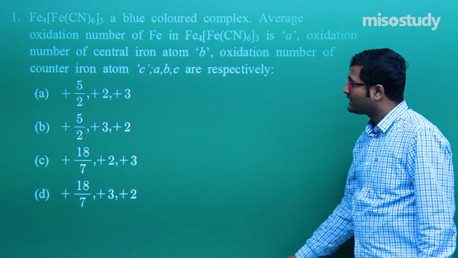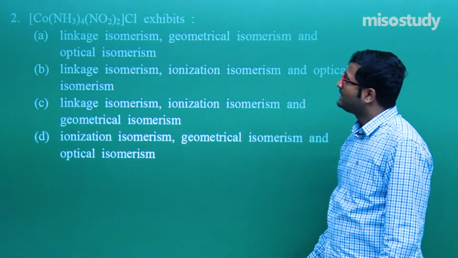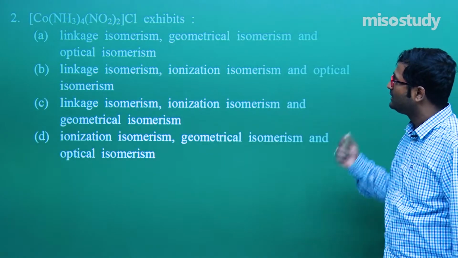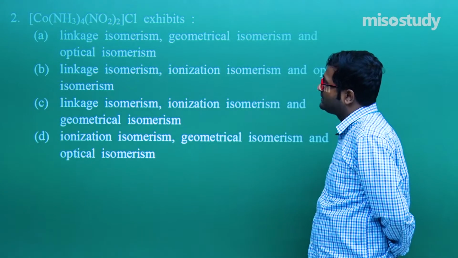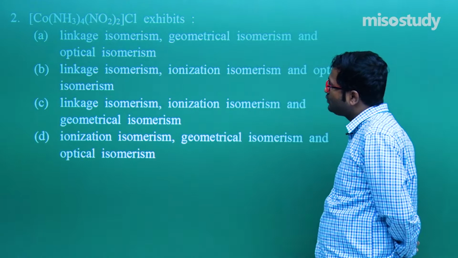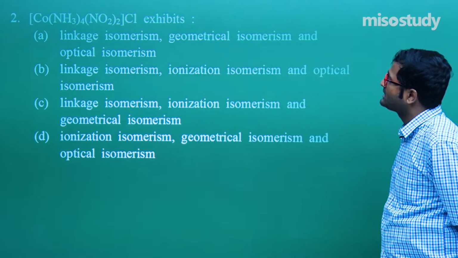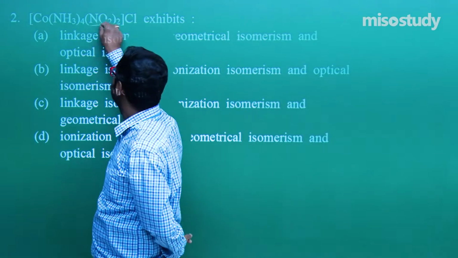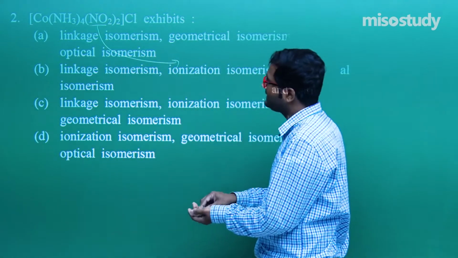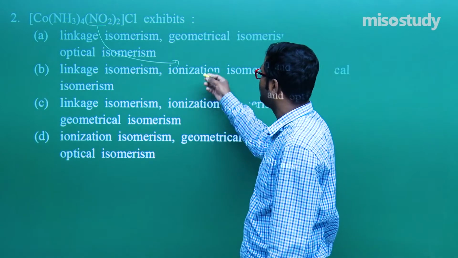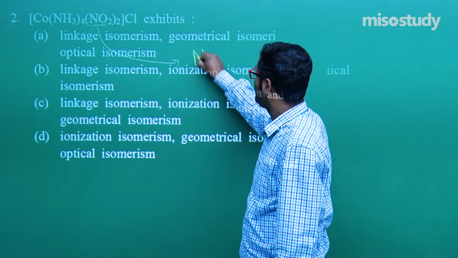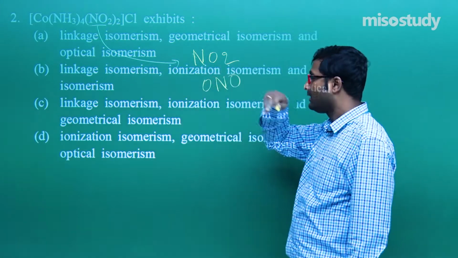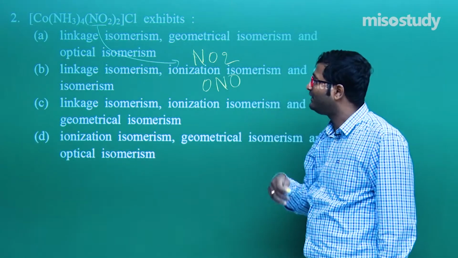Now let's move to the next question. [Co(NH3)4(NO2)Cl]+ shows which type of isomerism? First one is linkage isomerism. Yes, possible. Linkage isomers are definitely possible, because this is an ambidentate ligand. If it is an ambidentate ligand, then it can be represented like this: NO2, then ONO. One time nitro and the second time nitrito, N and O.